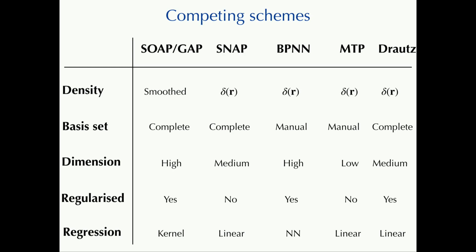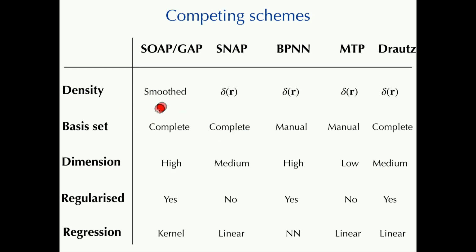Essentially, who's going to be more accurate for the same data, who's going to be better at extrapolating. Computational cost is a big consideration. So here's some sort of summary in terms of properties of some of these different schemes.